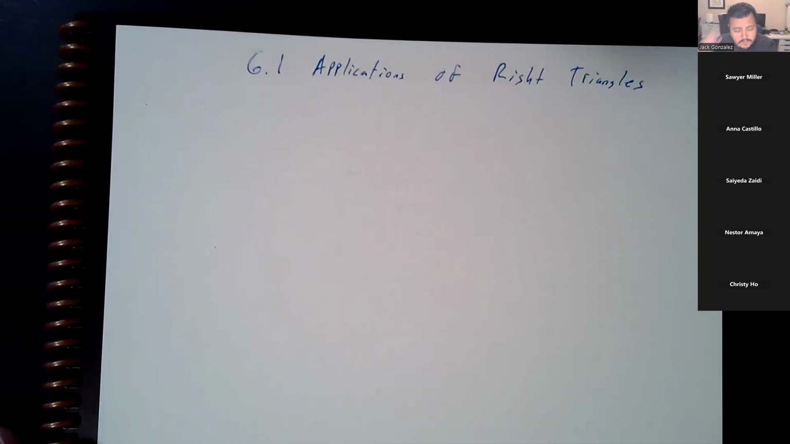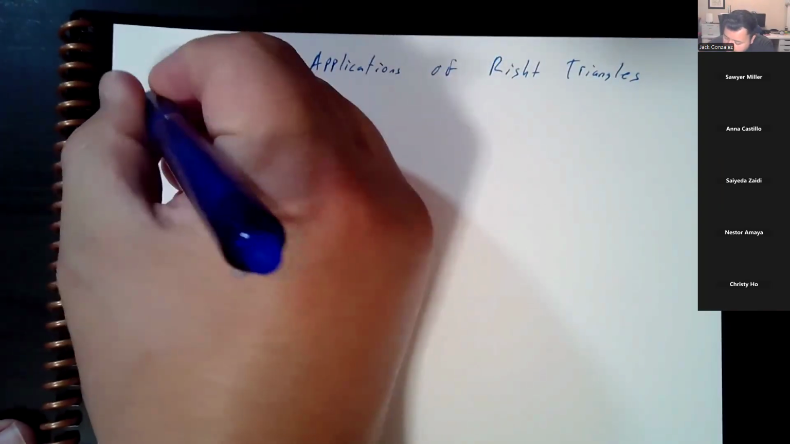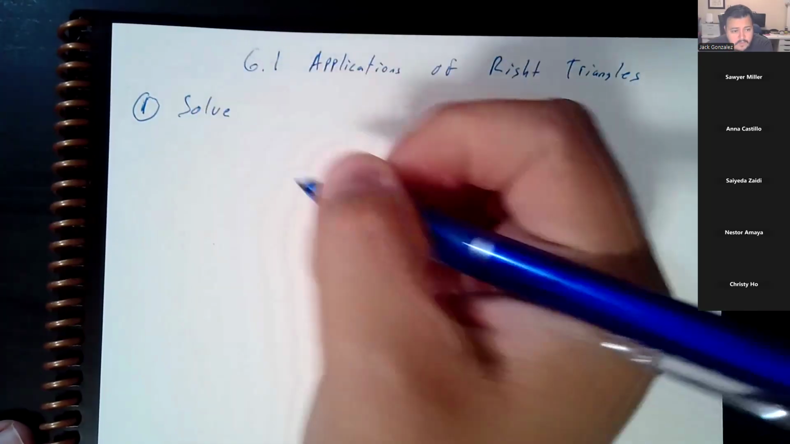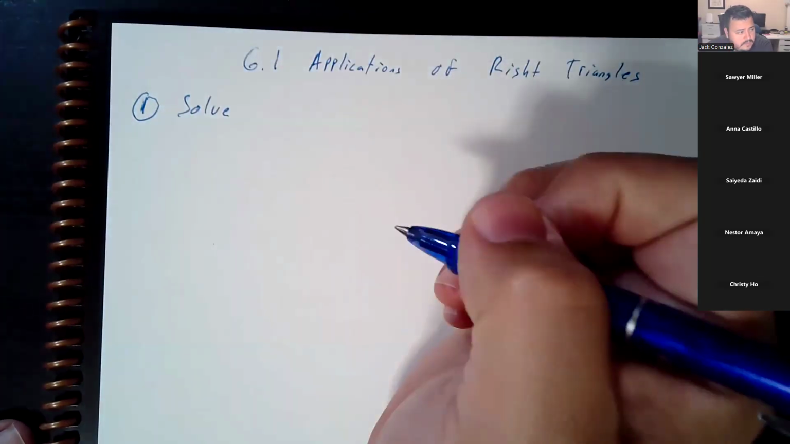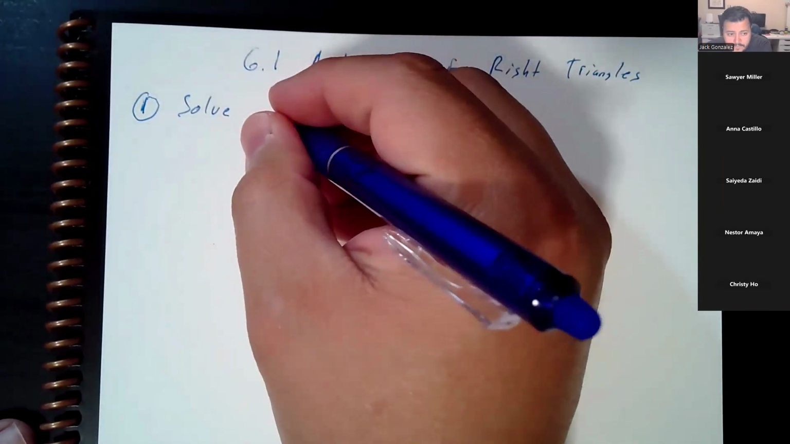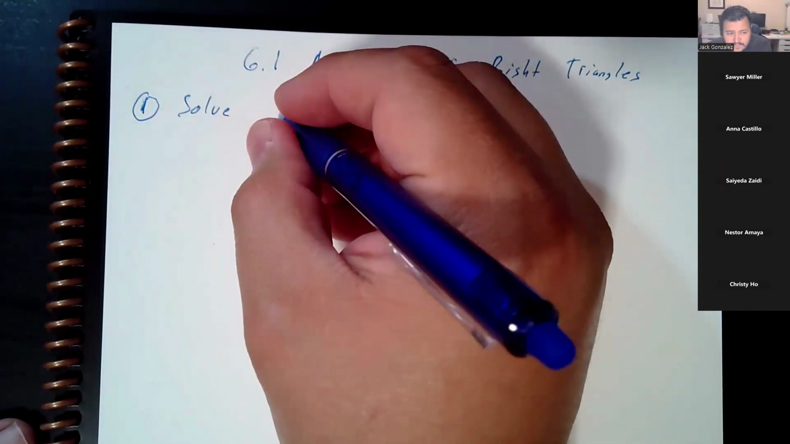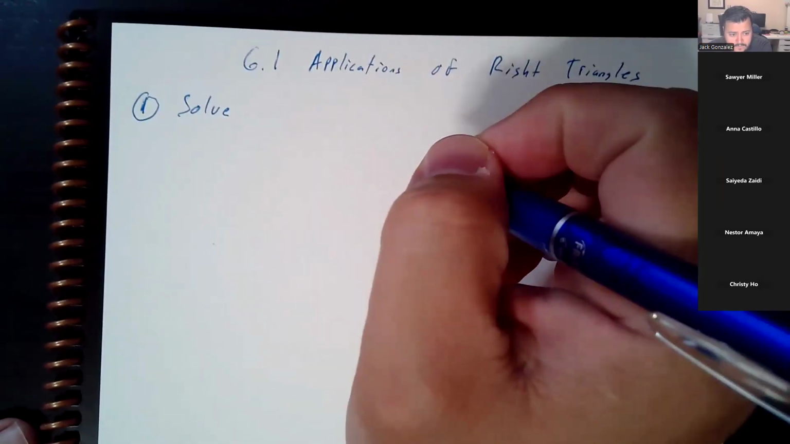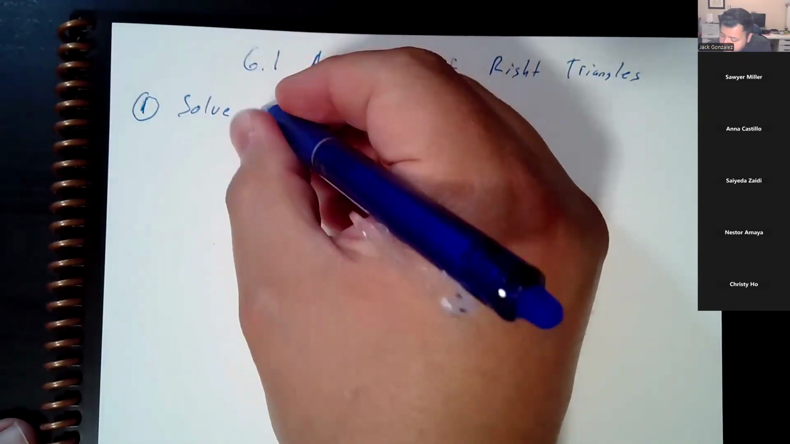That's number one on 6.1. Basically, you're solving the right triangle, given different amounts of information. On this one, they say solve for x, but we're going to solve for all of them, all the angles and sides.